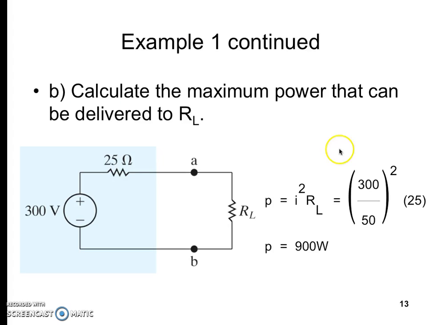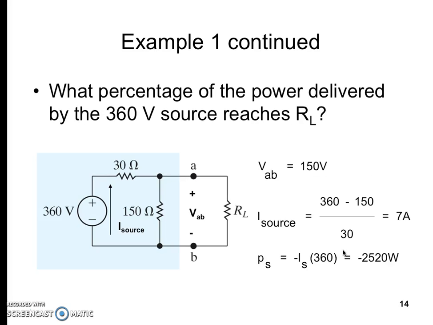Okay, now let us calculate the maximum power that can be delivered to RL. We have seen the condition for maximum power, that is RTH equal to RL. Now we will find out what will be the maximum power. Now this is the Thevenin's equivalent circuit. Here is the RL. So your power will be I square RL, that is equal to 300 by 50 whole square, this is your I square, and this is the RL. So your P is equal to 900 watt.